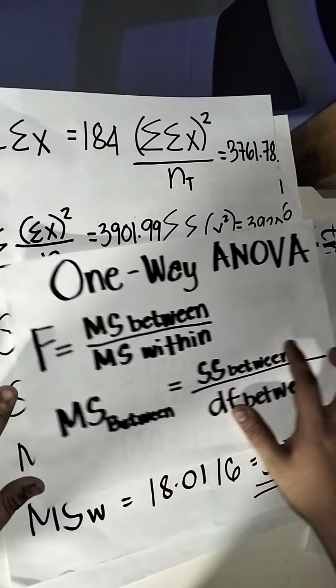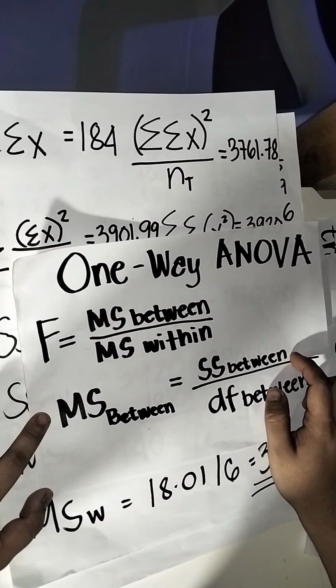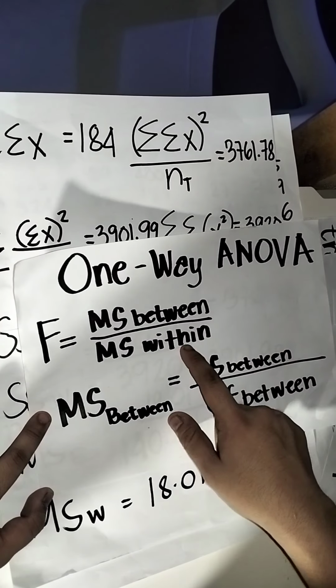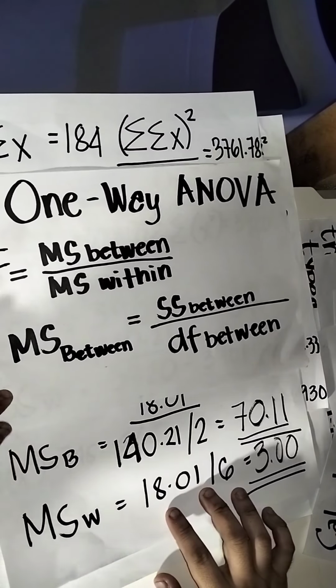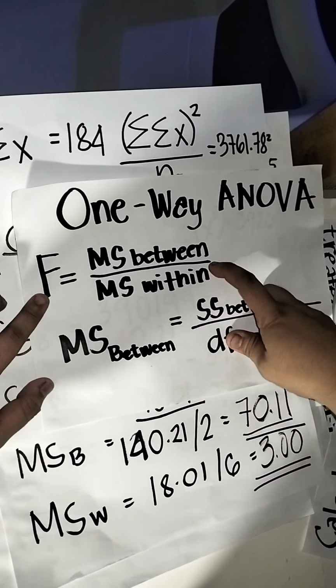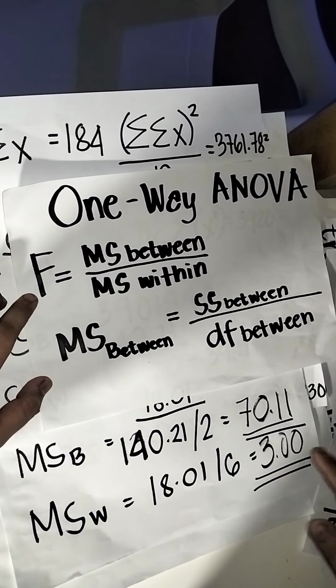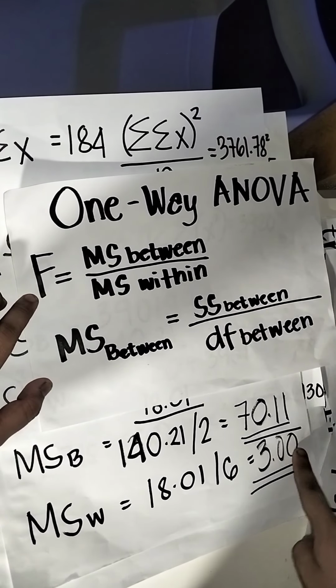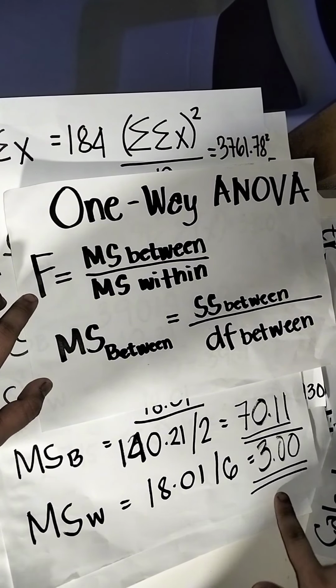Do we now have the value of our MS between? Do we have the value for our MS within? Can we get now the F statistic? Yes. Okay, now for F statistic, unahon nato pag-input ato MS between. Unsa may value for our MS between? It is 70.11. I-divide nato sa MS within. Pila man ang MS within? It is 18.01 divided by 6. It is equal to 3.